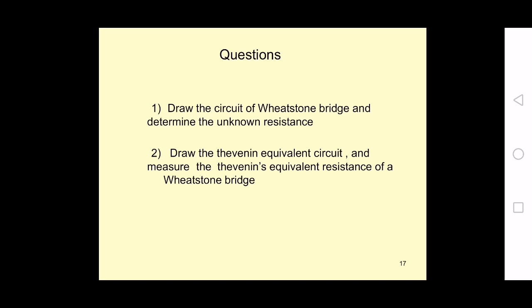From that you can say that I1 R1 equal to I2 R2, and similarly I1 equal to I3 equal to E by R1 plus R3. Similarly I2 equal to I4 equal to E by R2 plus R4. From those simple maths calculations you can get R4 equal to R2 R3 by R1.